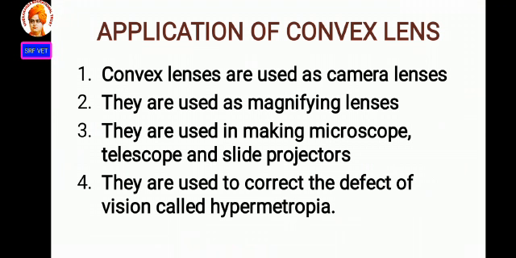Application of convex lens. Convex lenses are used as camera lenses. They are used as magnifying lenses. They are used in making microscopes, telescopes and slide projectors. They are used to correct the defect of vision called hypermetropia. Hypermetropia means long-sightedness. Long distance objects can be seen clearly, but short distance objects cannot be seen clearly.